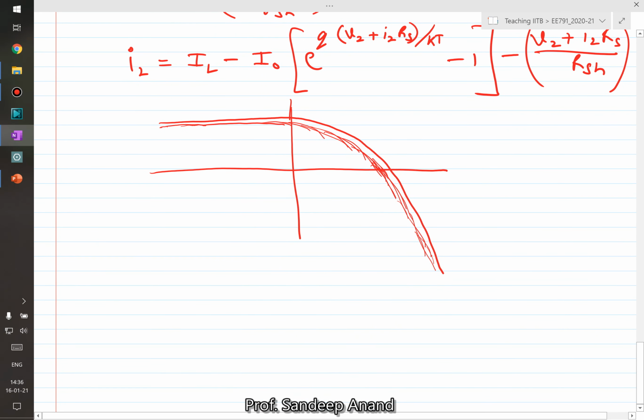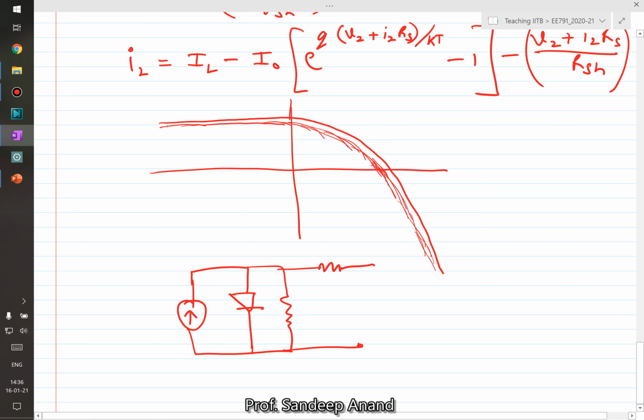And now if you see what is the electrical equivalent circuit, the electrical equivalent circuit of a simple solar cell is this: series resistance, shunt resistance, diode, and light generated current, which is represented by a current source. This is the electrical equivalent circuit of a solar cell.